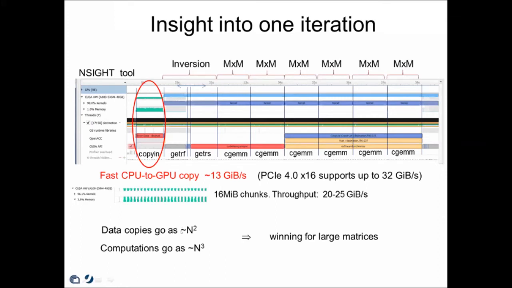And of course, the main message is that data copies go as n squared. All the matrix algebra, inversion, multiplication go basically as n cubed. So clearly for large matrices, we get a winning strategy.